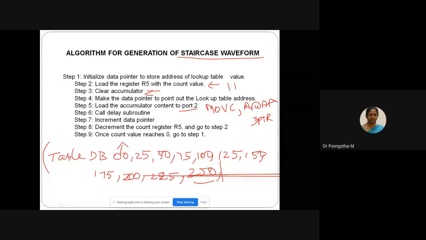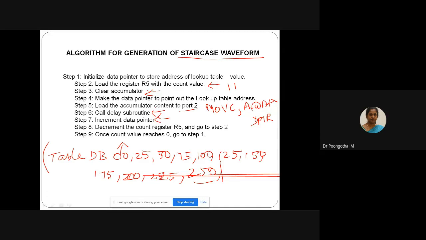So after reading the first value, you call the delay routine. Next, increment the data pointer, and next you decrement the count. So this loop is repeated until your R5 becomes 0. Once the count reaches 0, you go to step 1 to generate the continuous staircase waveform.